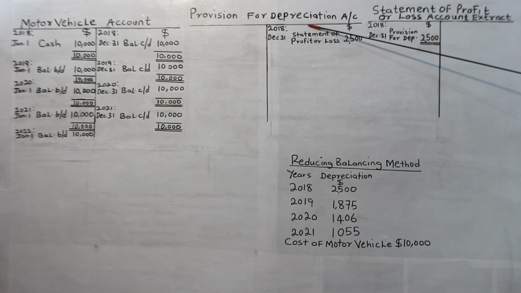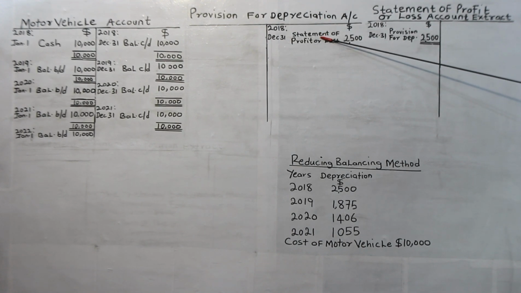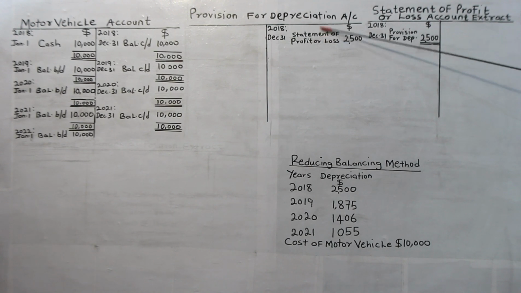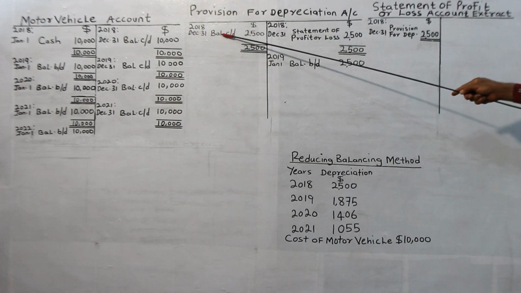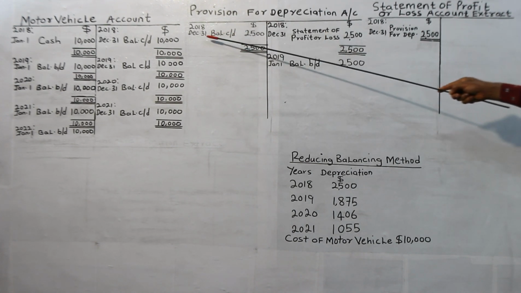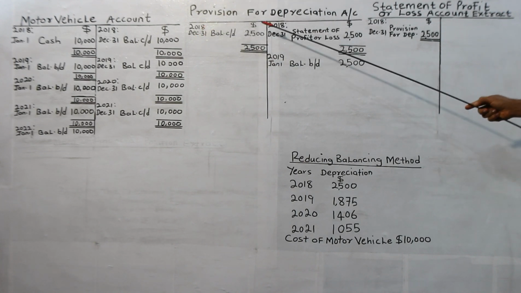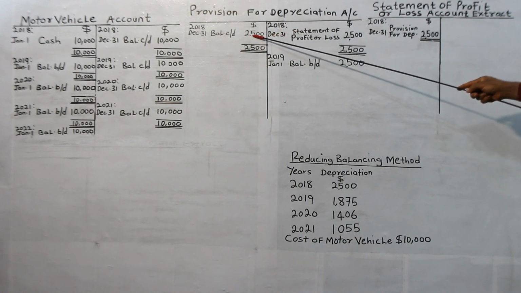However, in the provision for depreciation account, since this account will involve accumulation of depreciation, this account will be balanced for 2018, December 31st. So we establish a balance c/d. Now to balance this account, balance carried down of $2,500 as at December 31st, 2018. This amount makes two sides to be equal because that is a balancing figure.